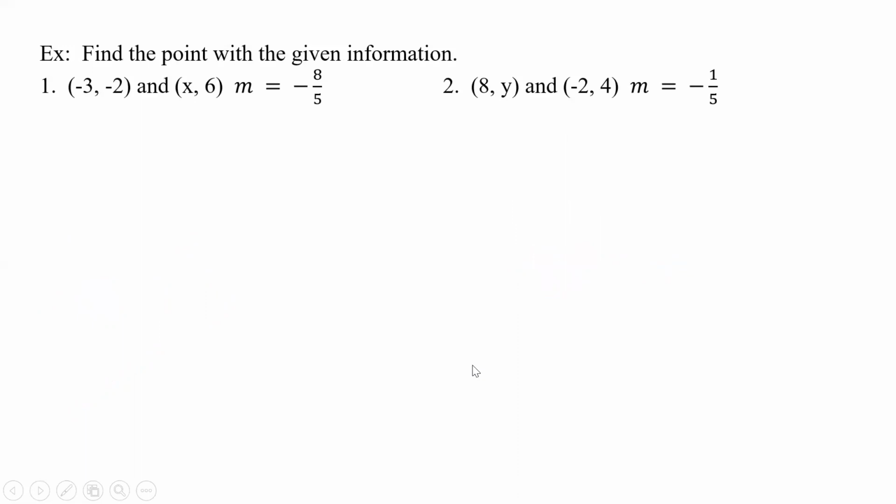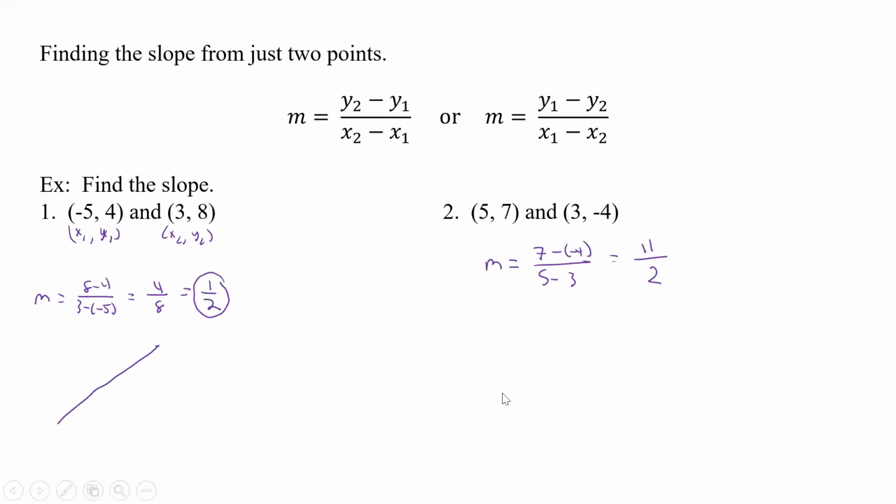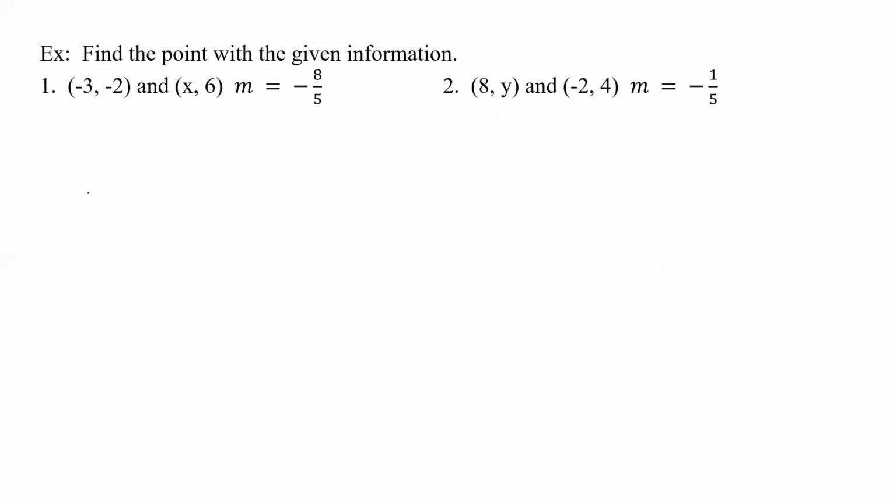All right, so we've used our point slope form. We had 2 points, we found a slope, and that's not a problem. Now what we're going to do is change it up a little bit. We're going to be given this slope and one whole point, and then we have to find either the x or the y in the other one. So in this case, we have to find the x, and in this case, we have to find the y. All right, so how do we do that? Okay, well, let's try it.